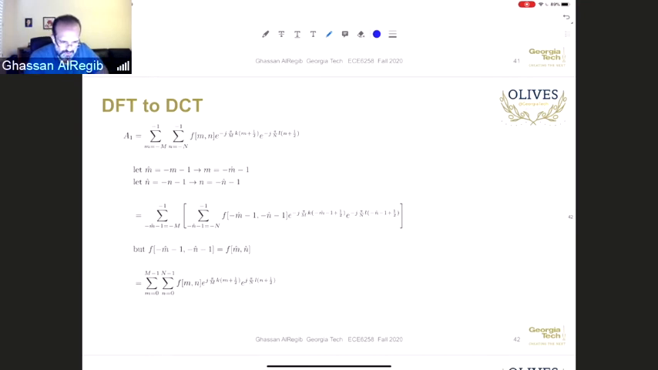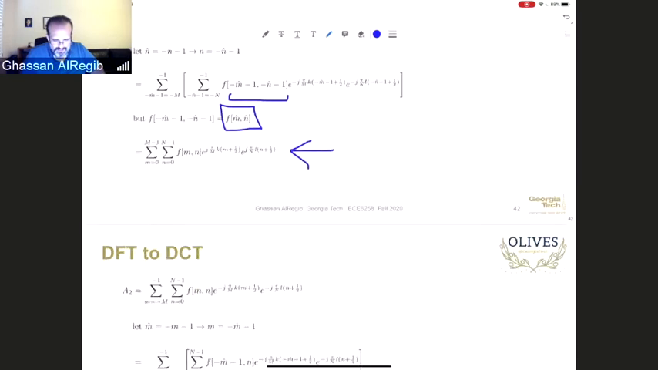All we're really doing is changing variables. So we are defining m hat and n hat, and then using the fact that f of negative m hat minus 1 and negative n hat minus 1 is the same as f of m hat and n hat. So if we do that for A1, we get this definition here, which is what? Which is the shifted DFT for the original f before extension.